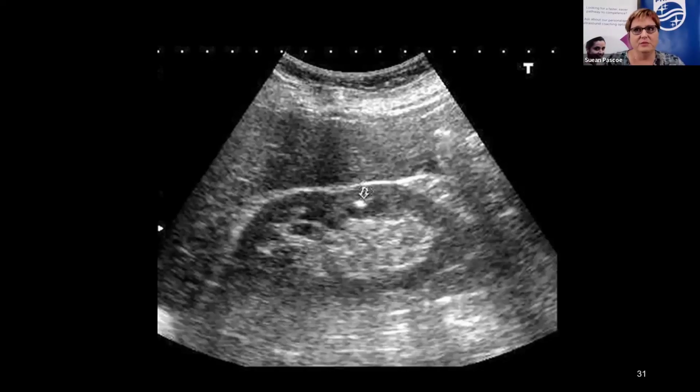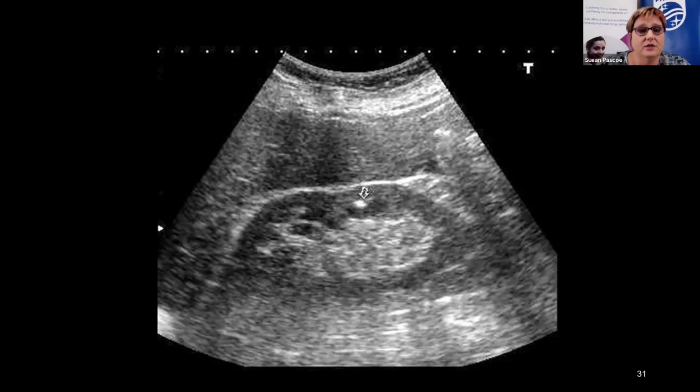Now, is it a very small stone that is just not big enough to produce a shadow? We'd change our window here and slide to a slightly different position and see, can we still see that bright spot in the same place? There are limits to the size of the stone that can be detected on ultrasound. And so if you suspect that there are very small stones, CT is probably going to be more accurate in picking those ones up.